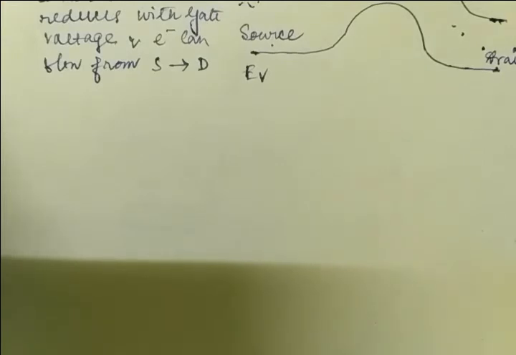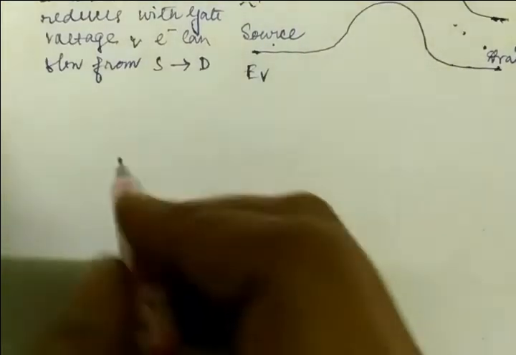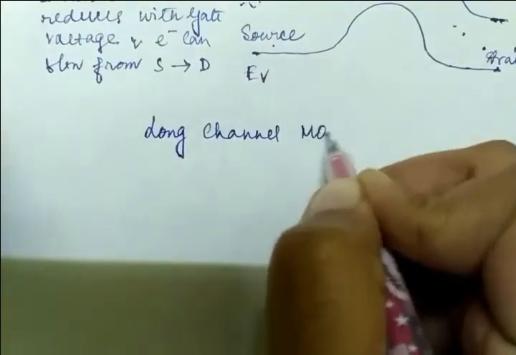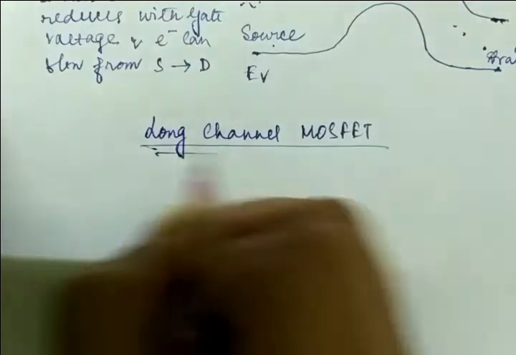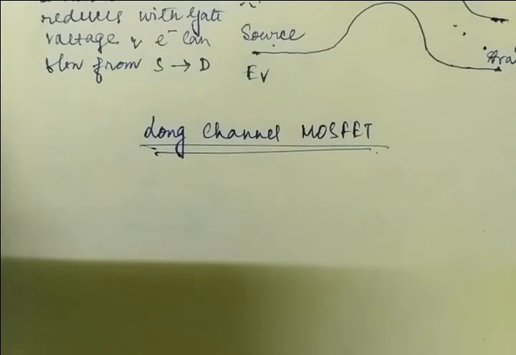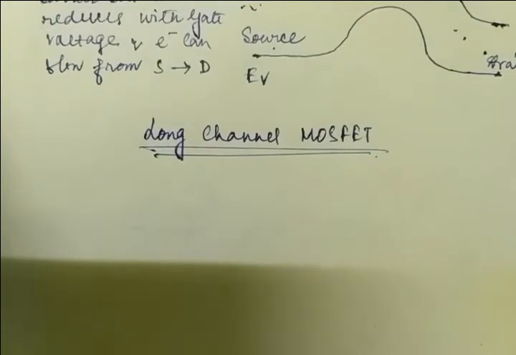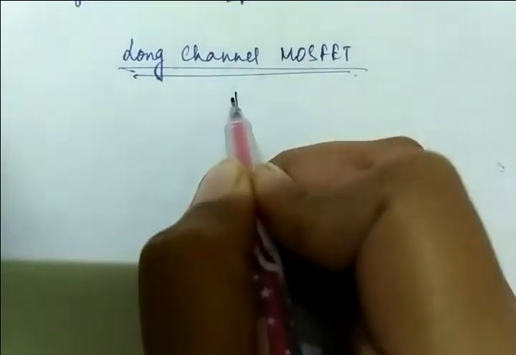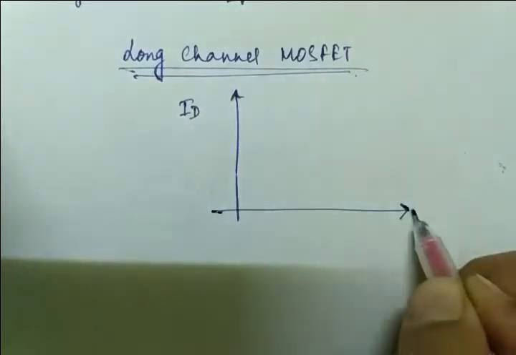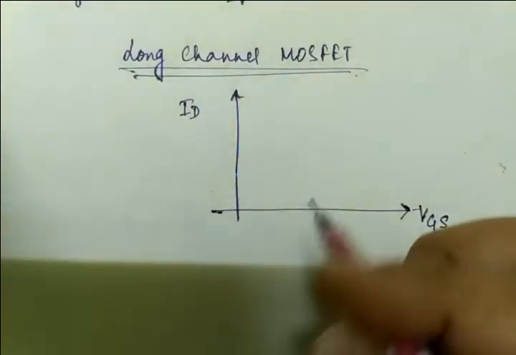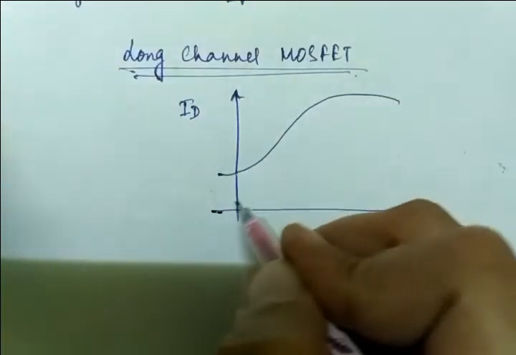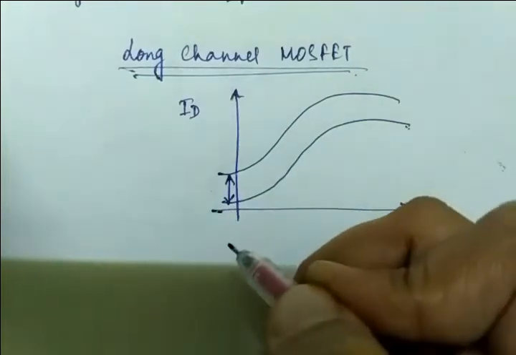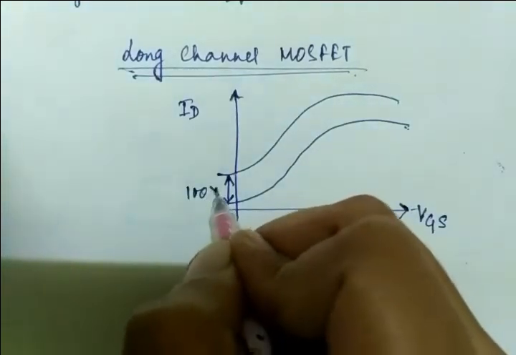Okay, now this is a long channel MOSFET. Just write down the point. You all know that this is a long channel MOSFET. If we want to draw the characteristic curve between ID and VGS, I will get something like this. I think I already shared this graph, but most of you have not understood what this is.